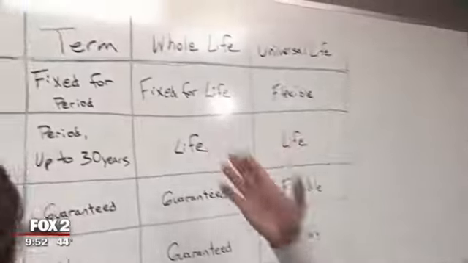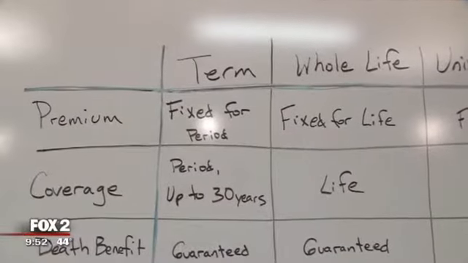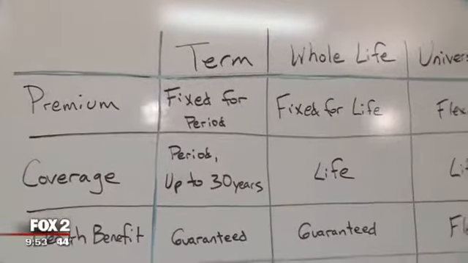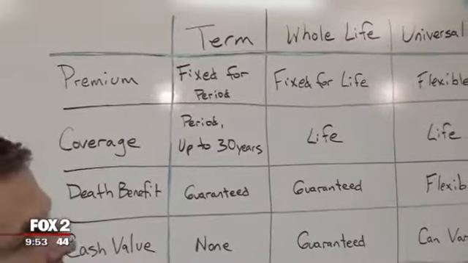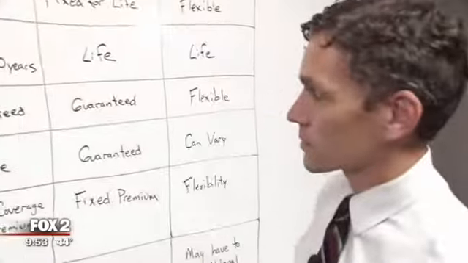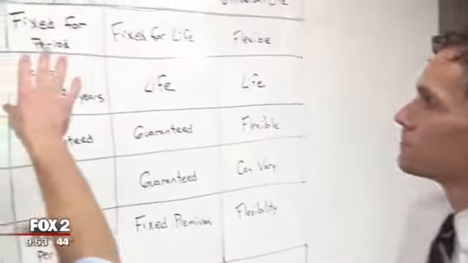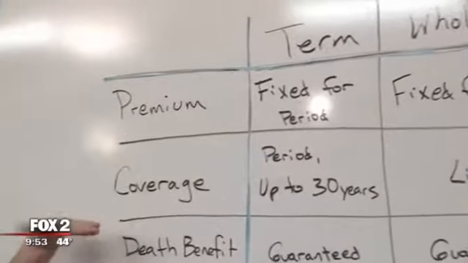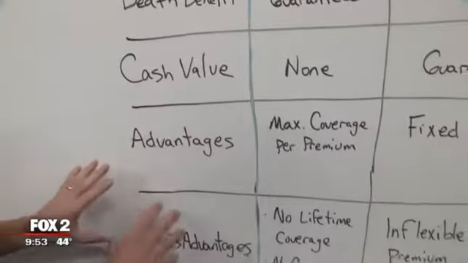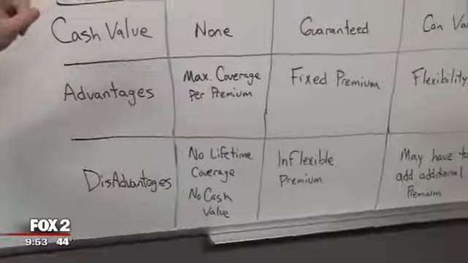The first type is the most common, and that's term. This is what most people think about when they think about life insurance. And we're going to kind of go down this graph chart and show you the different types and how they're different from each other. So up top you've got term and then two different types of permanent policies, and on the side premium, coverage, death benefits, cash value, advantages, disadvantages. So for term, go ahead.